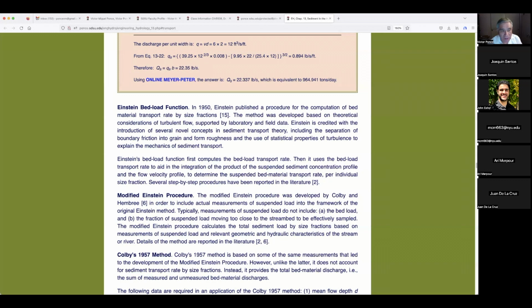Einstein is credited with the introduction of several novel concepts in sediment transport theory, including the separation of boundary friction into grain and form roughness. Right, grain and form roughness, which Simons did, but Simons' work is dated 1957, and Einstein's is dated 1950. So that was 7 years earlier.